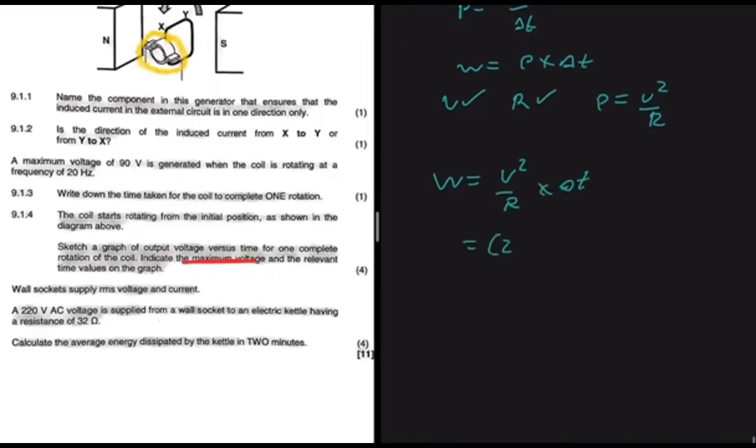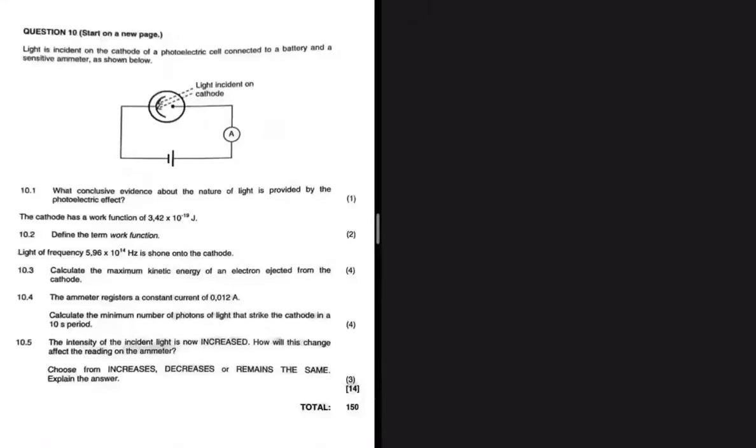What is V? V is 220 volts, so we square that. R is 32. And the change in time is 2 minutes, so we have 2 multiplied by 60. If I put that in my calculator, I have 220 squared divided by 32 multiplied by 120, and I'm getting 181,500 joules.